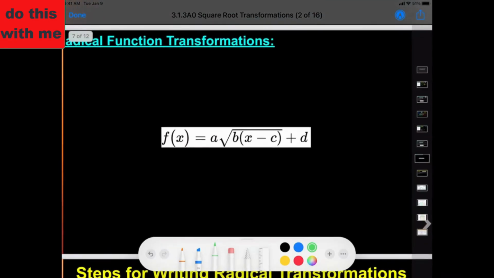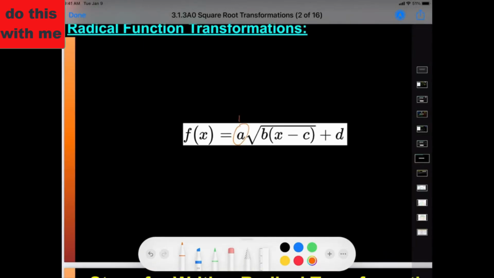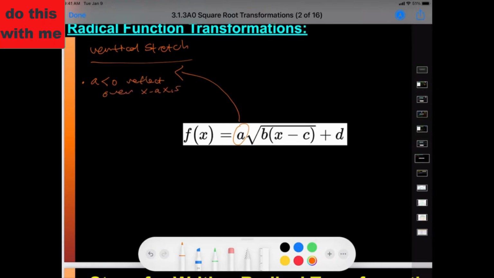All right, so we've already gone through characteristics in the square root, and it's essentially the same thing. So let's just go over those. Your a value is talking about verticals. You can call this stretch. So if your a value is less than 0, it's going to reflect over the x-axis. And basically it's a stretch or compression.